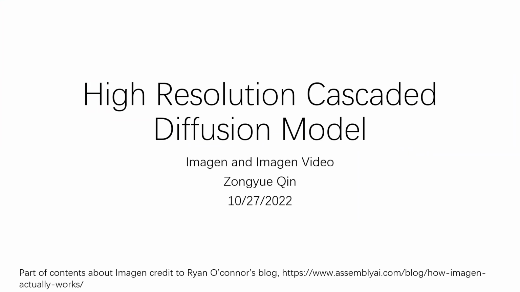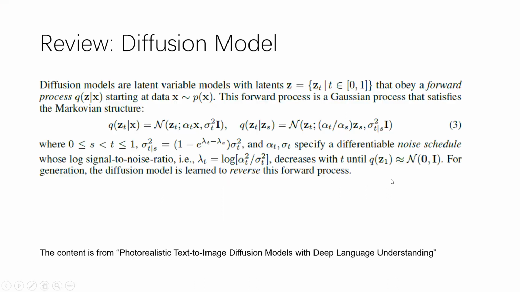Yes. Cool. So today I'm going to talk about two papers about high resolution cascaded diffusion models, Imagen and Imagen Video. They are works released by Google. And before I start, I want to first do some review about the important points about diffusion models we have talked about.